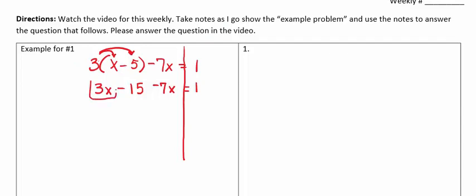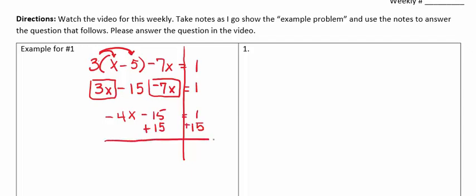We have a positive 3x. We have a negative 7x. Let's combine those terms. That would give us negative 4x. Okay, bring down the minus 15 and the equals 1. Okay, now, is there something unattached to the variable? In this case, yes. The negative 15 is not attached. We will move it by using its inverse operation and add the 15 to both sides. 15's cancel. We have negative 4x equals 16.